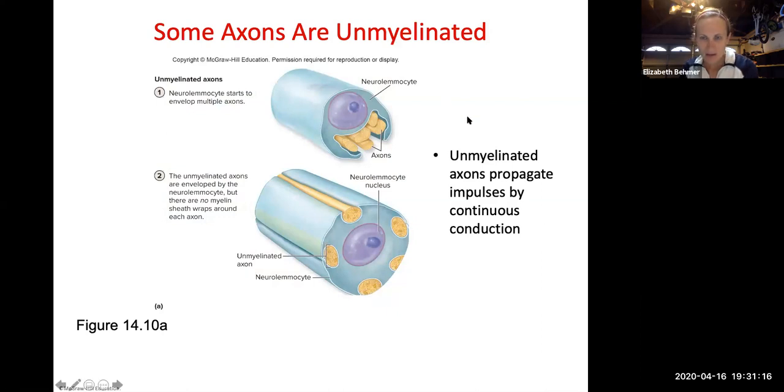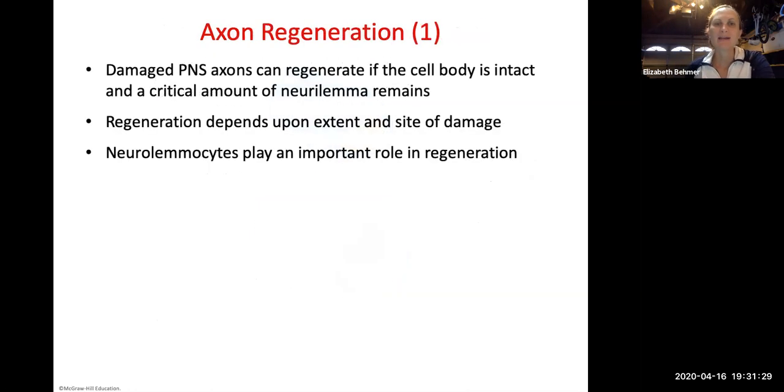Some axons are unmyelinated and they can still propagate their signal, but without the myelin, it doesn't go as fast. All right, sometimes the axons or your nerves can become damaged if you get cut or if you break a bone or any sort of thing that could damage a nerve.